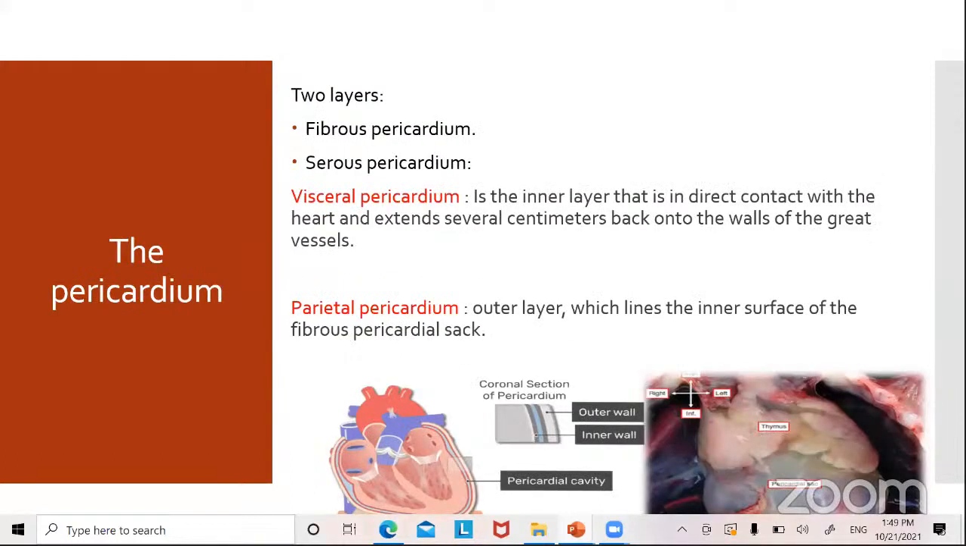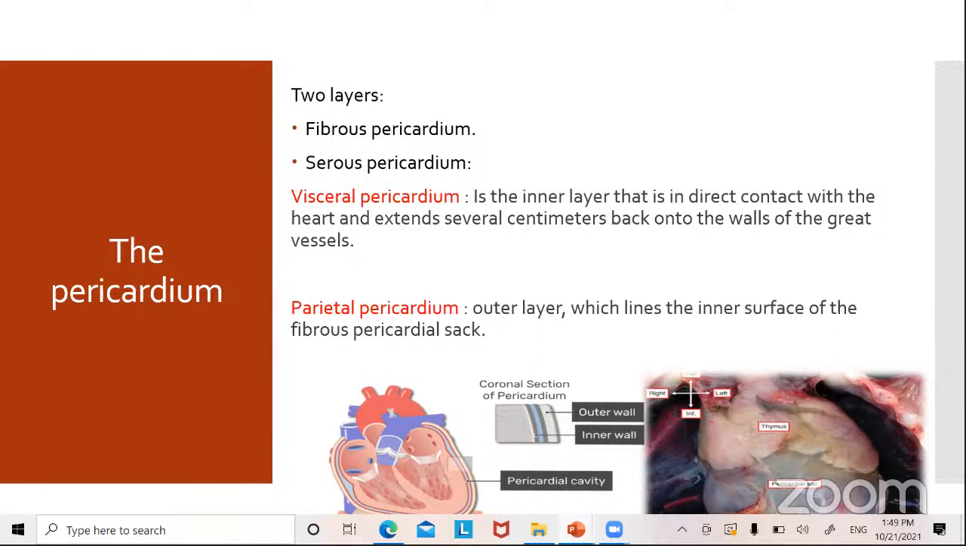The heart lies within the pericardium, which is attached to the walls of the great vessels and the diaphragm. It consists of two layers: the fibrous pericardium, which is made of tough connective tissue and is continuous with the central tendon of the diaphragm, and the serous pericardium, which itself has two layers, the visceral and the parietal pericardium.